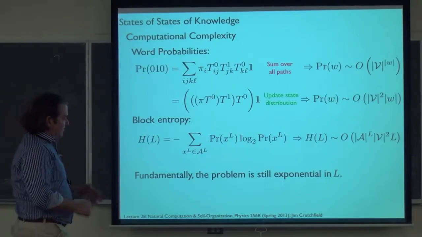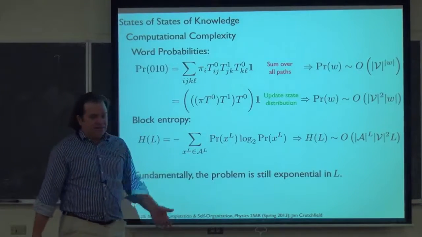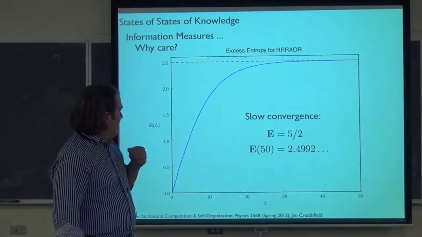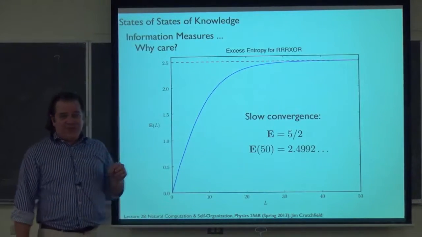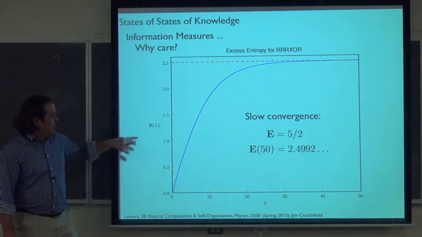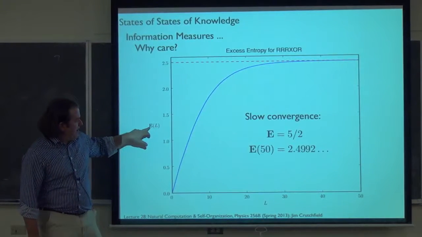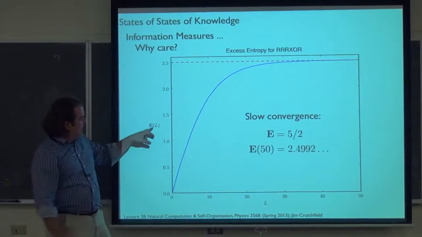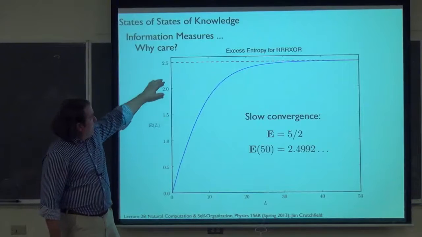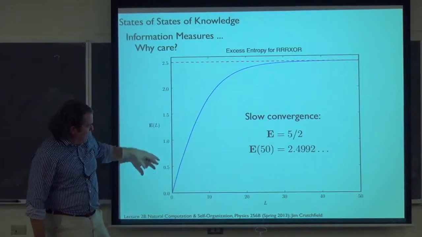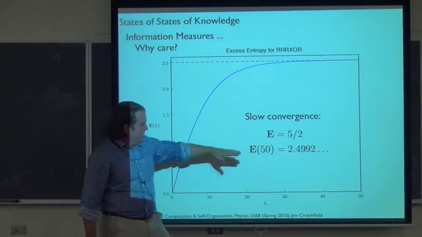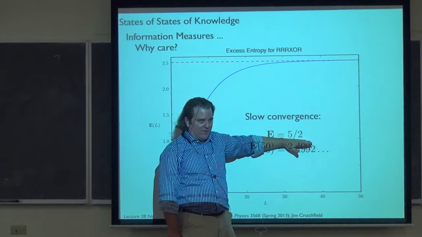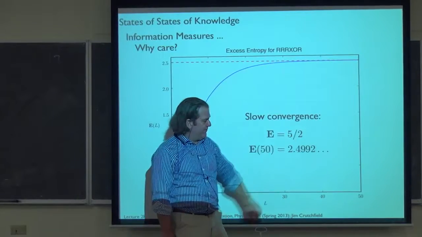So the problem is that block entropy is still exponential in L. Why would we care about that? Well, in fact, the random XOR converges extremely slowly. Here's a length L approximation of E, looking at terms trying to go out for the random XOR. It's about 2.5. And actually, we will get to a way to calculate this. So this is the exact value for random XOR, 2.5 bits.